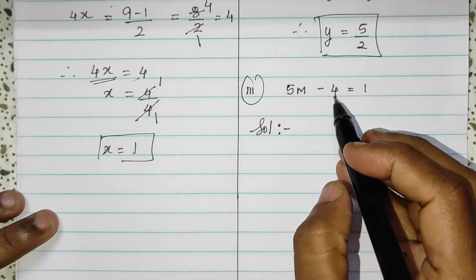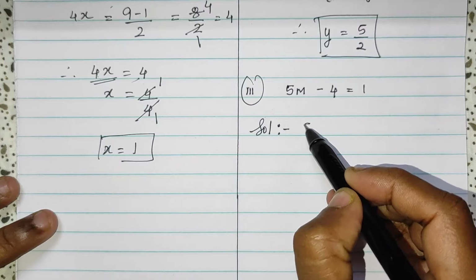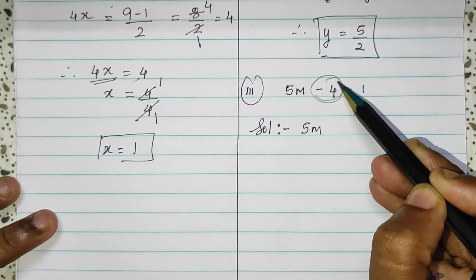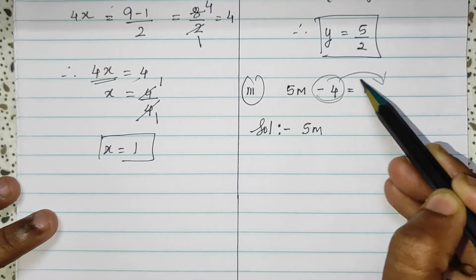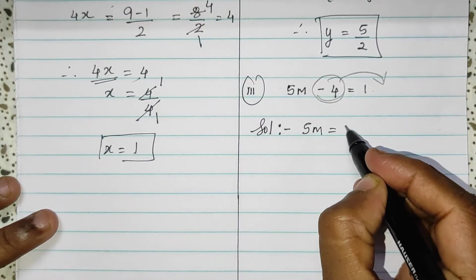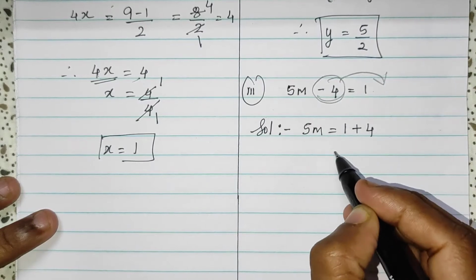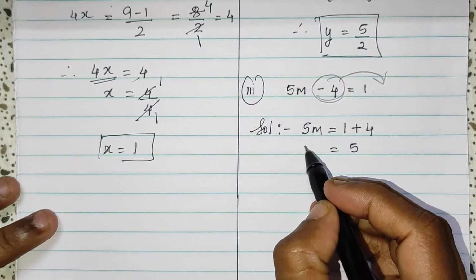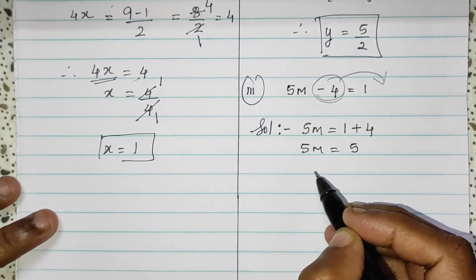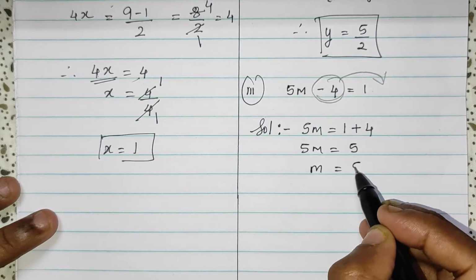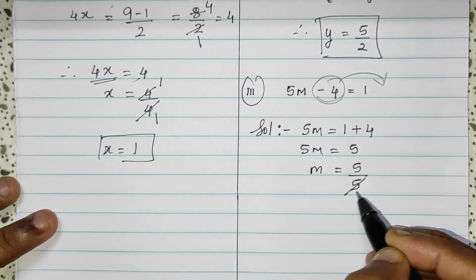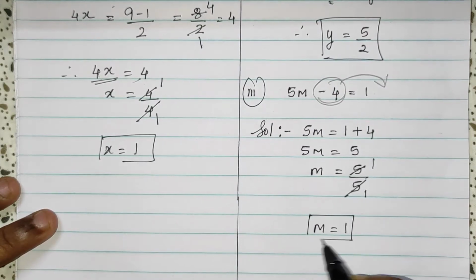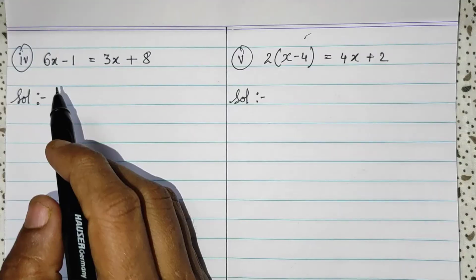Let's see our third sum. Now you have 5m and this minus 4. Bring it here. So minus will become plus. So 1 plus 4 equals to 5. Here you have 5m equals to 5. m is equal to 5 upon 5. So 5 ones are 5, 5 ones are 5. m equals to 1. This is your answer.